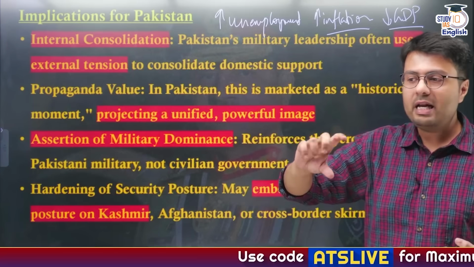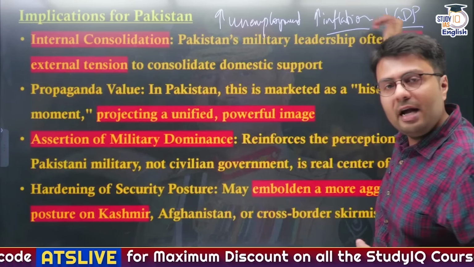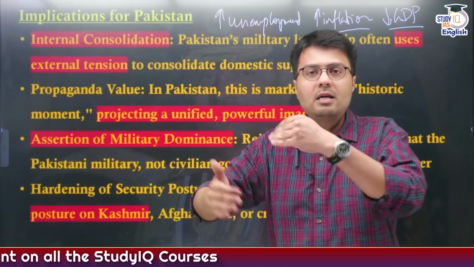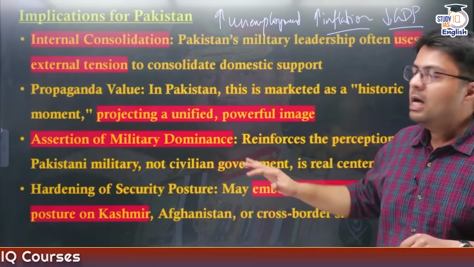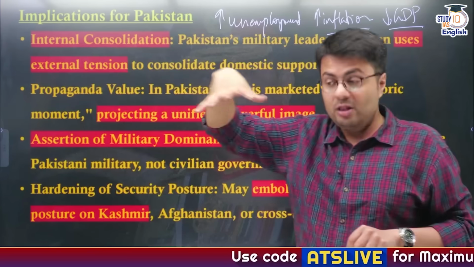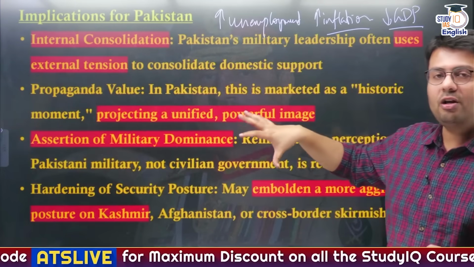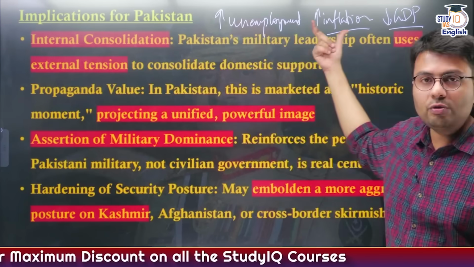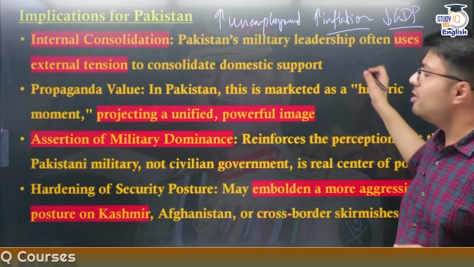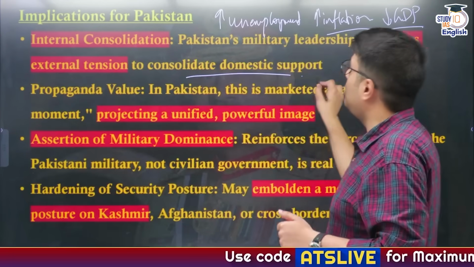So you can understand, for any normal country, their priority should be to address these kinds of issues, right? But Pakistan is not a normal country. It is essentially a military dictatorship under the garb of a democratic setup, right? Now Pakistan usually uses an excuse like an external enemy, which is India, to consolidate domestic support, right? And this is essential for a society having these kinds of issues which would normally disturb a society. So Pakistan's military leadership often uses external tensions, particularly with India, to consolidate domestic support.